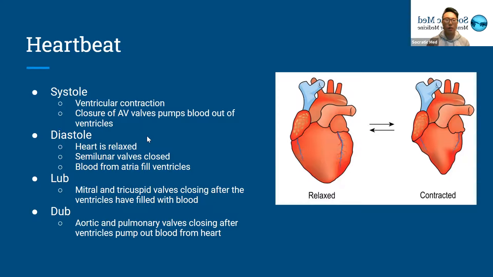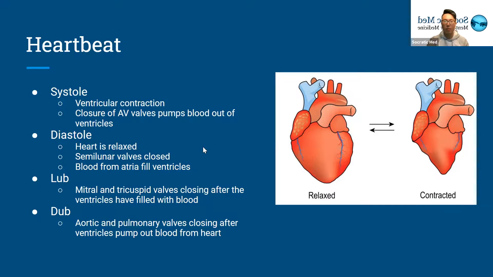And then diastole is the opposite. It's when the heart is relaxed and the semilunar valves are closed, so blood isn't being sent to the lungs or the systemic circulation, and the blood from the atria is passively filling up the ventricles. The heart is receiving blood from the vena cava and the pulmonary veins and filling up the atria on both sides before it fills up the ventricles.